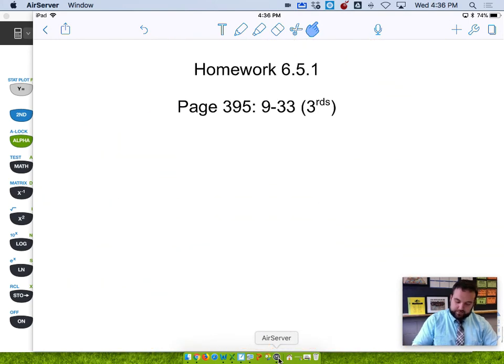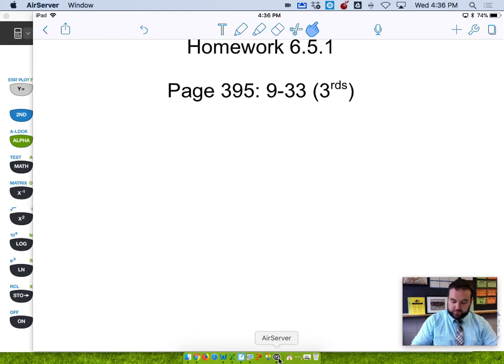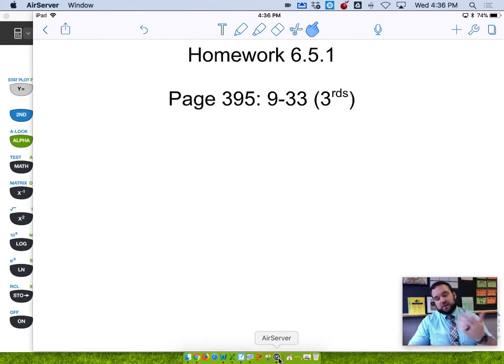So the homework for 651 is from 9 to 33 every third.